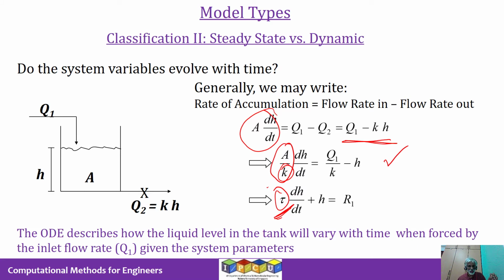That means you must have very small resistance in the pipe. Remember, we said 1 by K is like the resistance to flow, current flow, right? 1 by K is also resistance to water flow here. So if you want this tau to be small, you must have K to be large. So if you want K to be large, then this pipe should have very smooth internals, something like that. Okay, so that is the way you can manipulate tau.